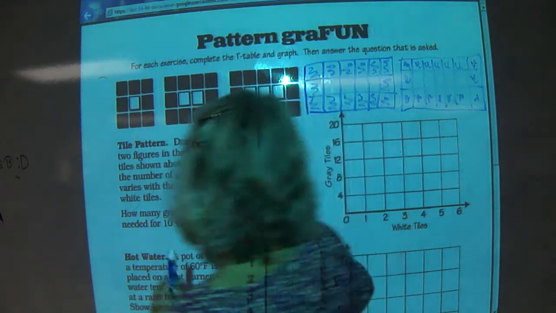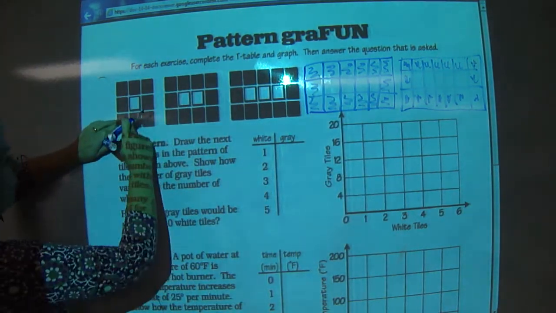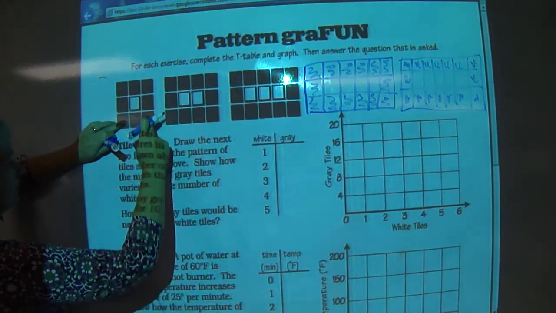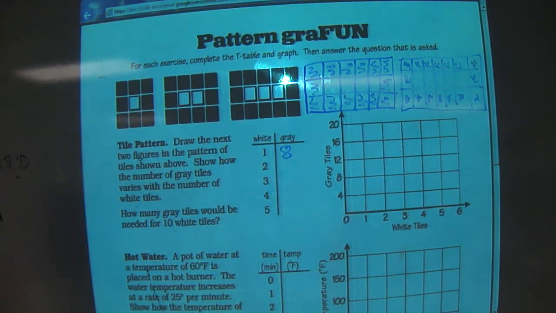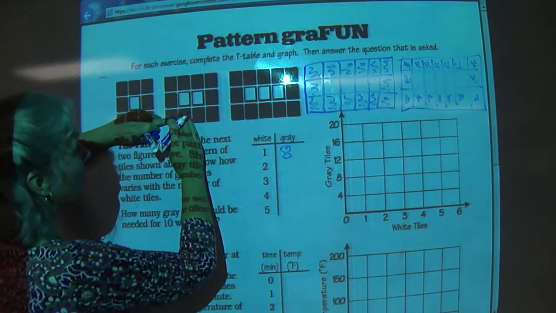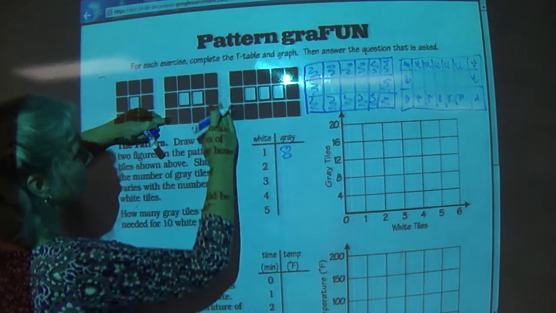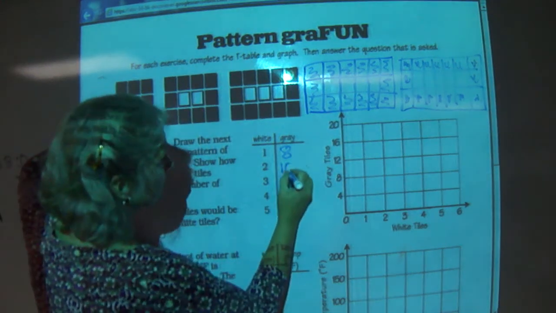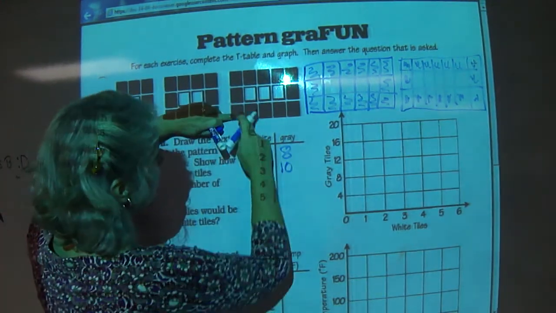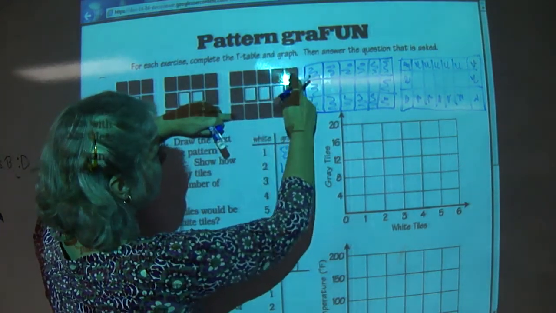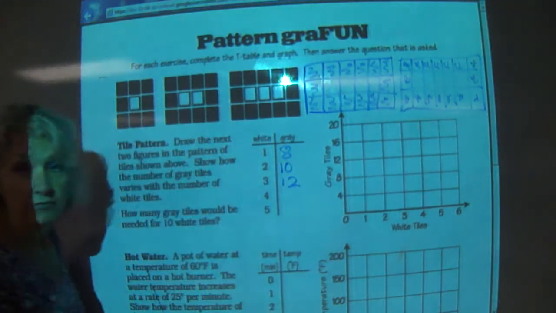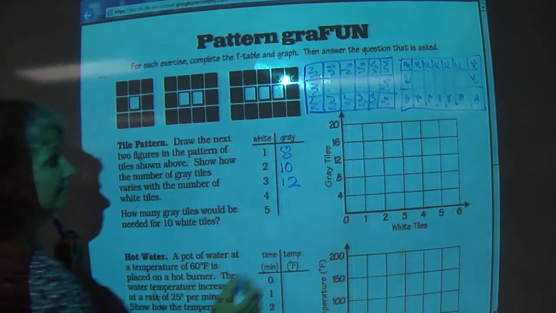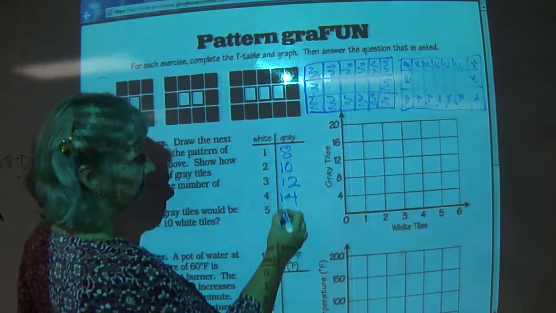Okay? So when there's one white, we have 8 grays. When there's 2 whites, we have 10 grays. When there's 3 whites, we have 12 grays. How many do we have with 4 whites? 14. With 5 whites? 16.